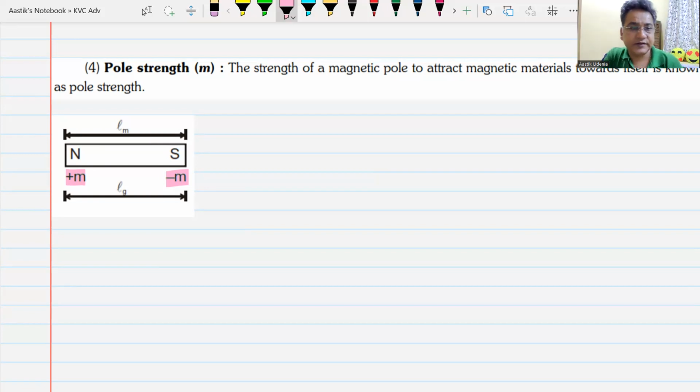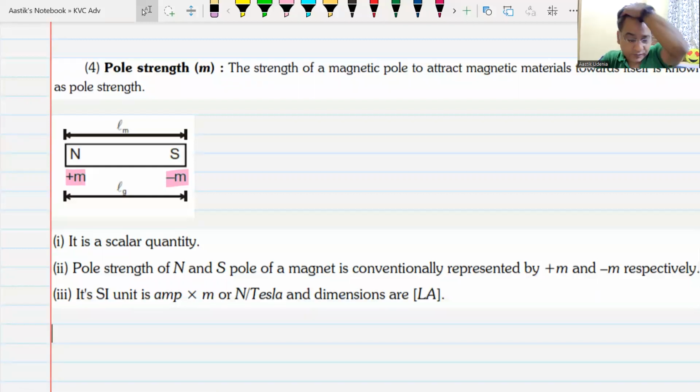Now this magnetic pole strength M, what type of quantity is it? Remember its units and dimension, because they are coming in exams these days, especially in the topic of dimensional analysis. It is a scalar quantity. The pole strengths of north and south are plus M and minus M. The SI unit is ampere meter or Newton per Tesla. And the dimensions are LA, where L means length, meter, and A means current, ampere. Do we understand this? Yes, sir.